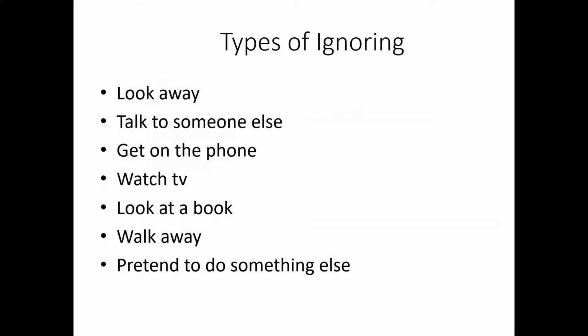Here are just some more examples of types of ignoring. It could be looking away, talking to somebody else, getting on the phone, watching TV or looking at a book, walking away, or pretending to do something else. So these are ways that we can take our attention away from that annoying behavior when it occurs.